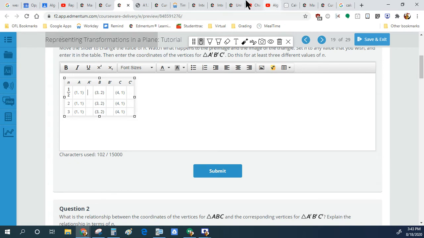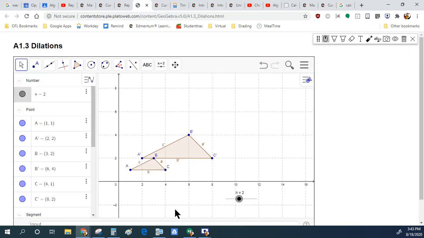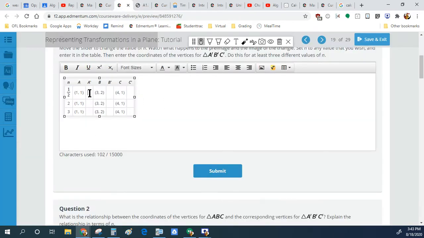So if I do it at 1/2, I'm going to look at my A prime, and this is my image for 2. I'm going to do the 1/2 first. 0.5 is the same thing as 1/2. So my point is 1/2 and 1/2. I'm going to put my parentheses in. I'm going to get 0.5, comma 0.5, or 1/2, 1/2, whatever way you prefer.